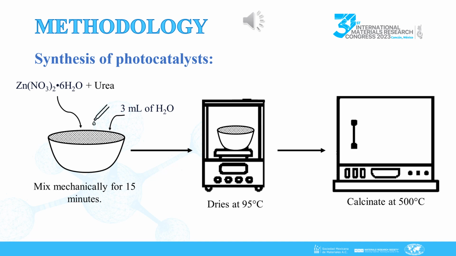The synthesis methodology is as follows. For each photocatalyst, zinc nitrate plus urea was added at different molar ratios, with 3 milliliters of deionized water. It was mechanically mixed for 15 minutes, then left to dry for 3 minutes at 95 degrees Celsius. Finally, it is calcined at 500 degrees Celsius for 3 hours.